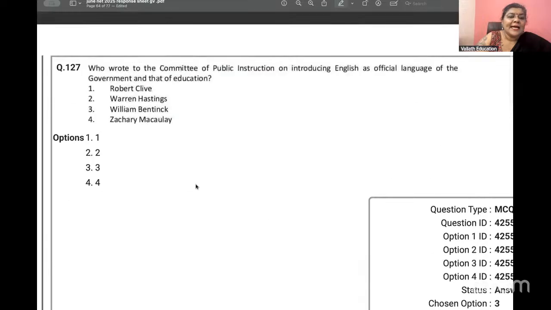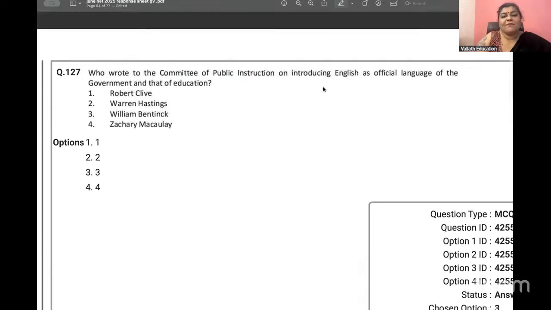Okay. Then, who wrote to the Committee of Public Instruction, introducing English as the official language of the government and that of education? Who supported English education? Only one man supported from what we know. William Bentinck and Macaulay did the presentation on minute on English education because of William Bentinck, right? So choose William Bentinck. We don't know what the others said about English education, but we know Macaulay supported it. William Bentinck supported it. What Macaulay wrote is William Bentinck's ideas. I've taught you that. William Bentinck.